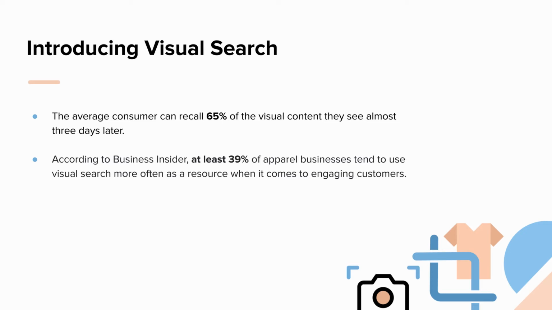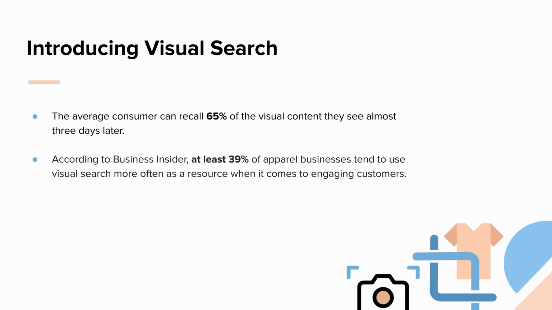And another stat here from Business Insider, at least 39% of apparel businesses are using search more often as a resource when it comes to customer engagement. We see that with influencers. We see that with, again, changes in the way people are searching. And that's apparel, home decor and electronic businesses, which is 55% of the market overall, which is pretty mind-blowing. We'll go into that in a bit more detail. That's backed up by our stats as well. So that's a bit of context on how well it's been implemented and how people are looking at it. But let's go into the uplift and see how people are actually using it.